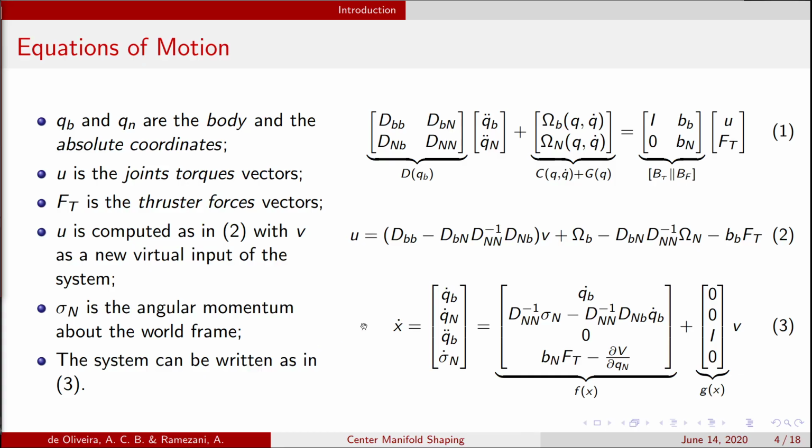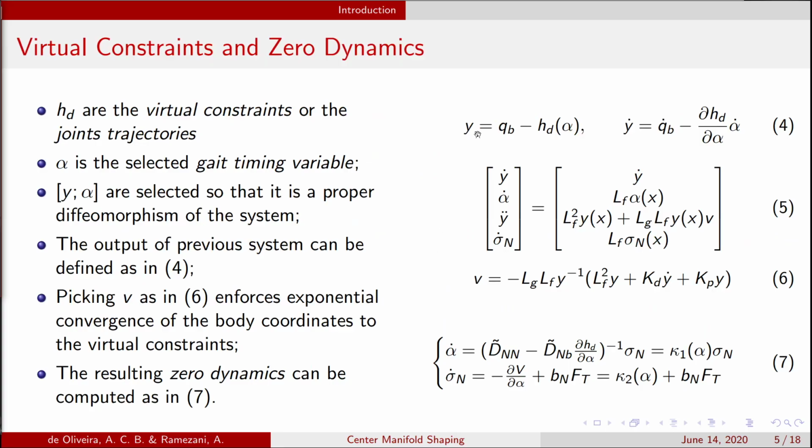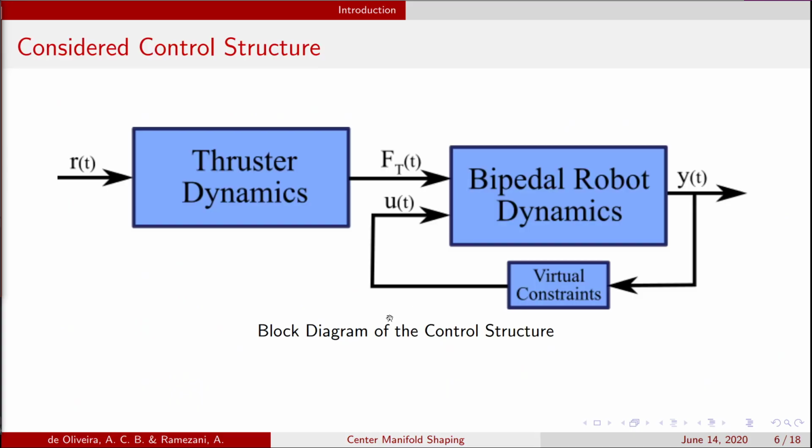We can now write the outputs of the system as in equation 4, where Ht is the virtual constraints, or the joint trajectories of the system. Choosing the gait timing variable alpha such that alpha and y are a diffeomorphism of the system allows us to compute the feedback linearization control law that enforces the virtual constraints exponentially, as in 6, and renders the aerodynamics forward invariant as in 7.